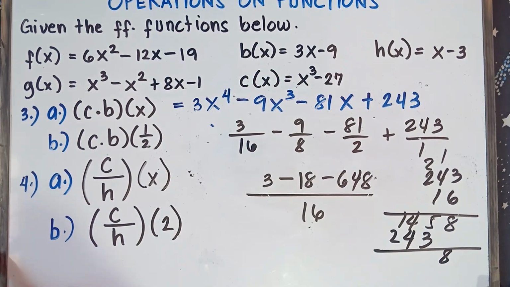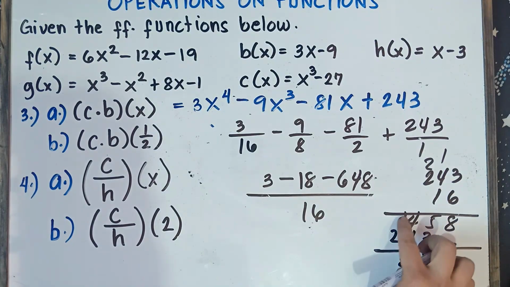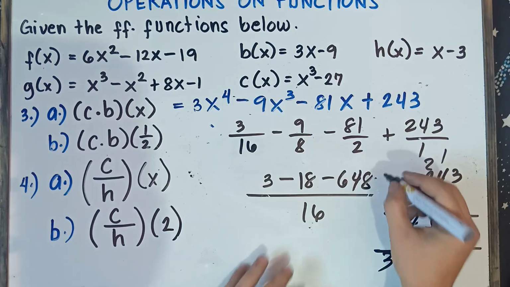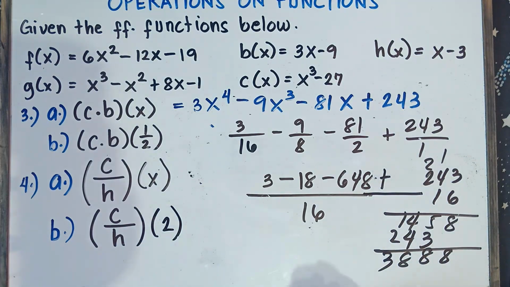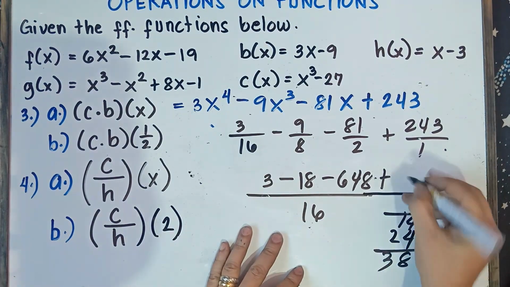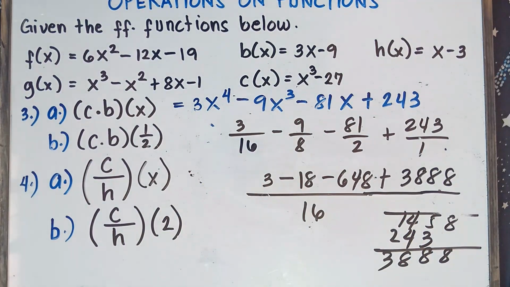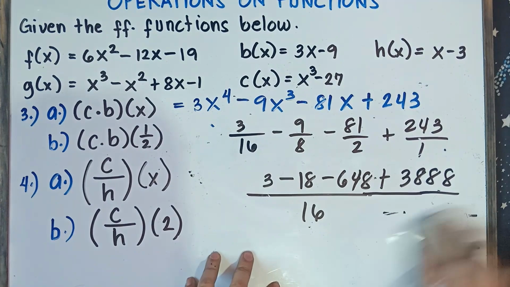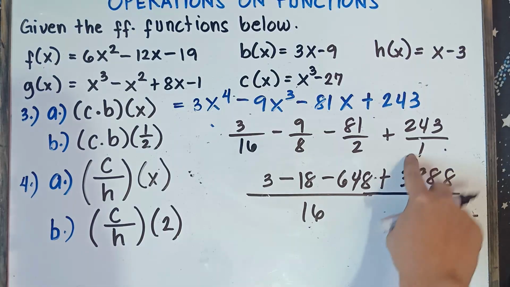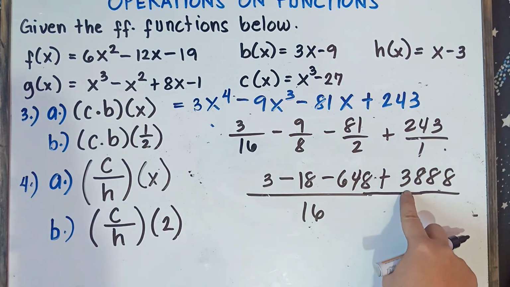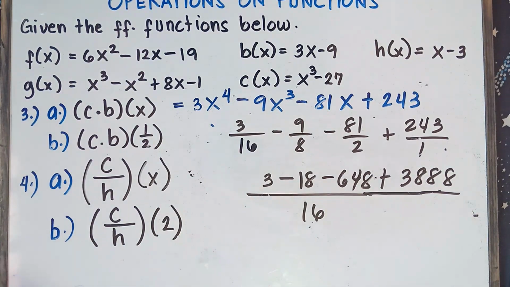We don't have enough space. Bring down 8. 5 plus 3 is 8, 4 plus 4 is 8, 1 plus 2 is 3. So this will be positive 3888. Alright, and then this one, simply combine. Once again, class, 16 divided by 1 is 16 times 243. That would be 3,888.